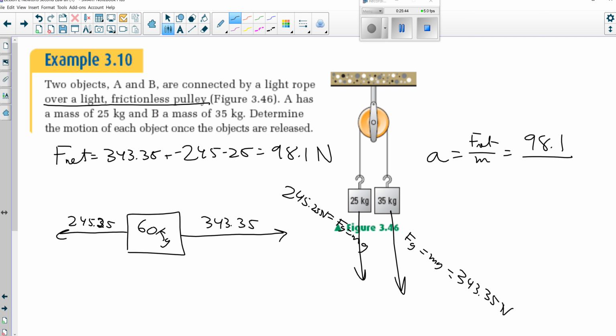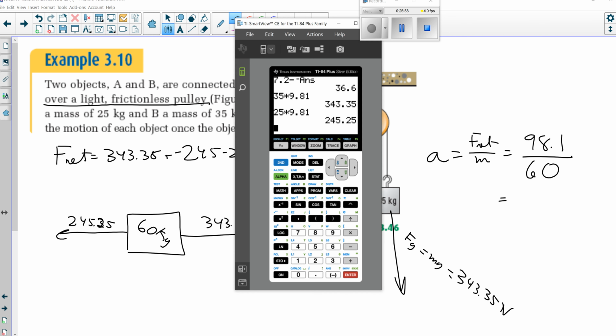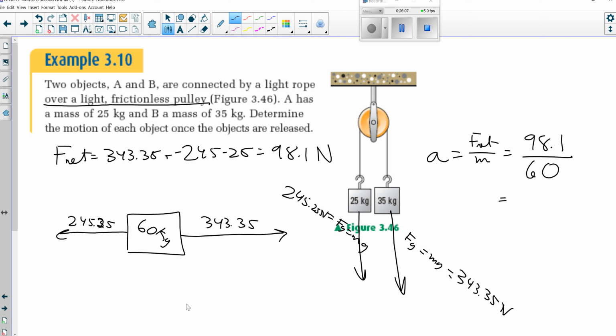What's the thing we're supposed to remember about a system? All the parts accelerate at the same rate. Combine the mass, so 60. So 98.1 divided by 60 is 1.6. We only have 2 sig digs, so 1.6 meters per second squared. Now, the way the question was worded, I have to leave the answer like that.